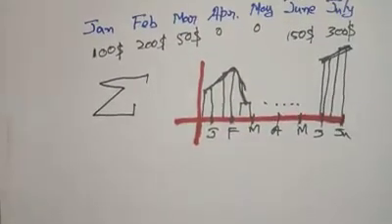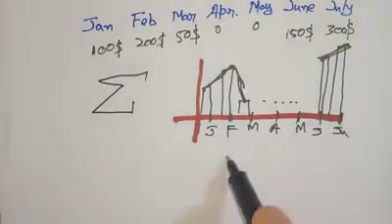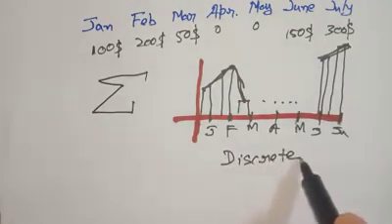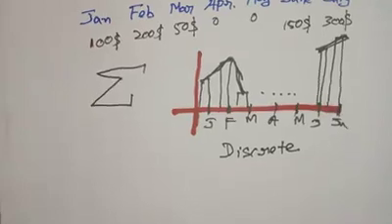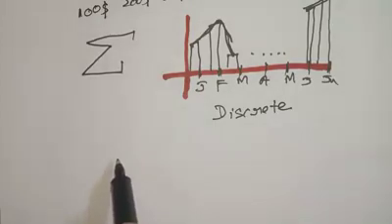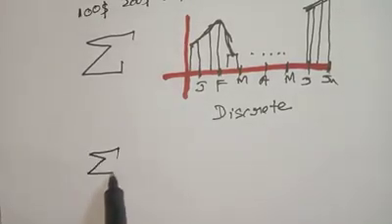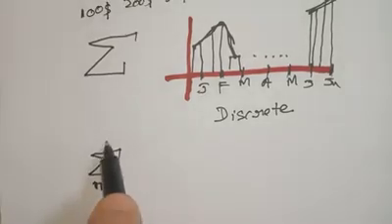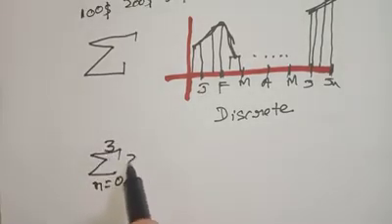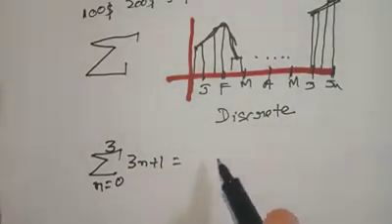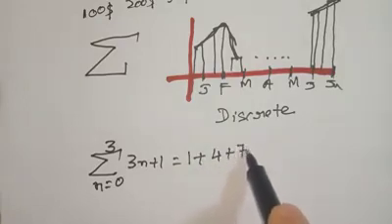The reason behind this is what we call discrete, right? So if I take a further example, say for example, I take a sigma, with n equals 0 going up to 3, and I get an expression of 3n plus 1. Now if I plot this, what I get is 1, 3 plus 1 is 4, plus 3 is 7, plus 10.